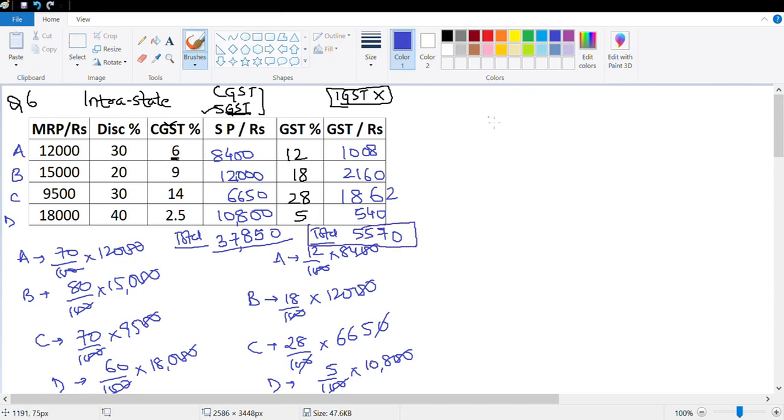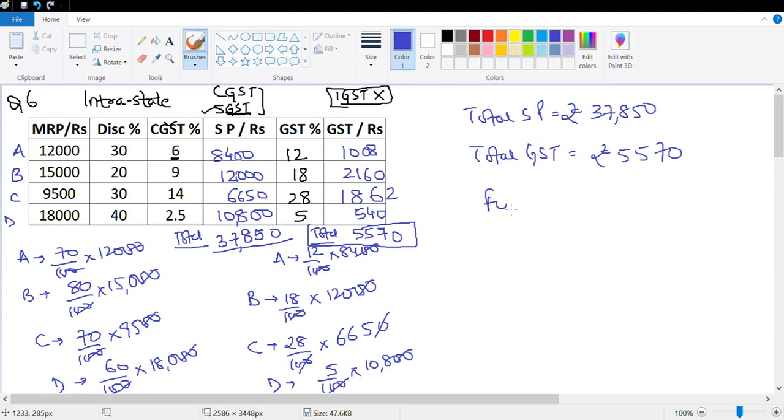5570. So the total SP is equal to rupees 37,850, and total GST is equal to rupees 5570, and the final bill amount will be equal to, add them up, rupees 43,420. Let's look quickly at question 7 as well.